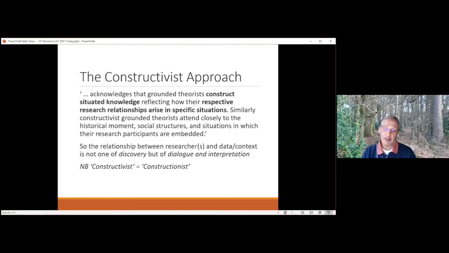And my view is, and it's the metaphor of Glaser and Strauss, this idea that the grounded theory emerges from the data, almost like a sort of monster coming up from the earth. And I say, no, actually, it's not discovery; it's dialogue and interpretation. You, as a grounded theory researcher, but almost any researcher, certainly in qualitative work, you are in dialogue with your data.